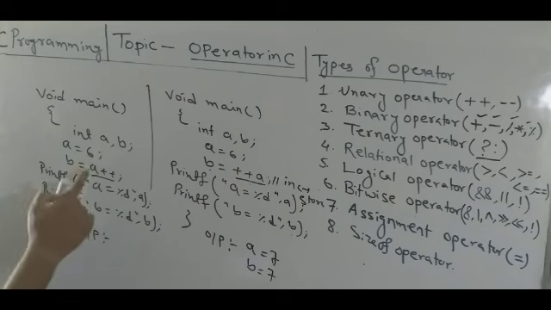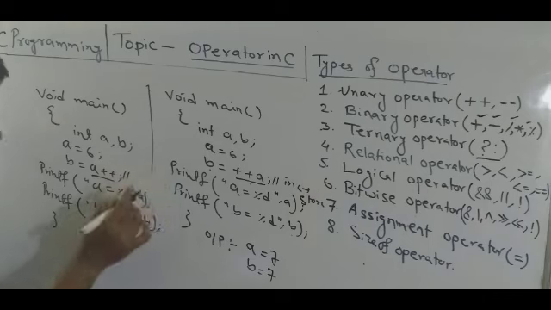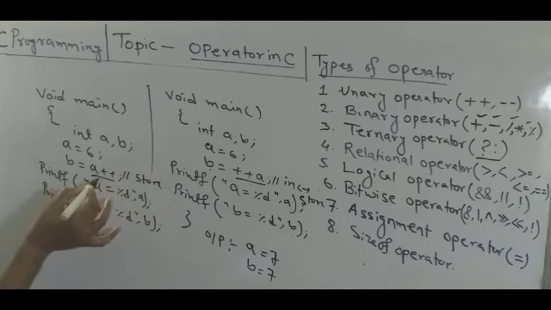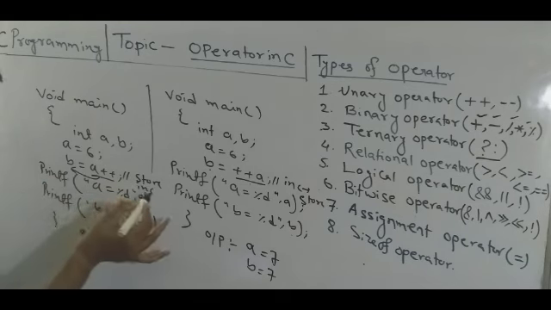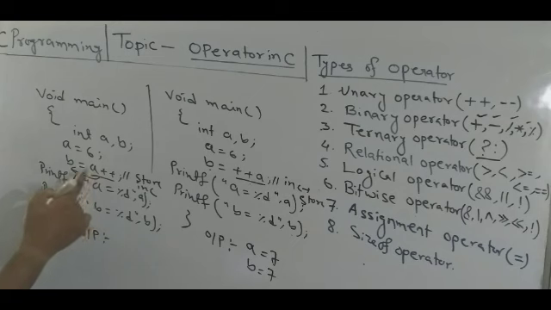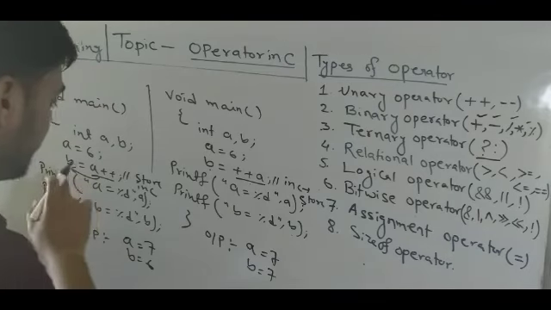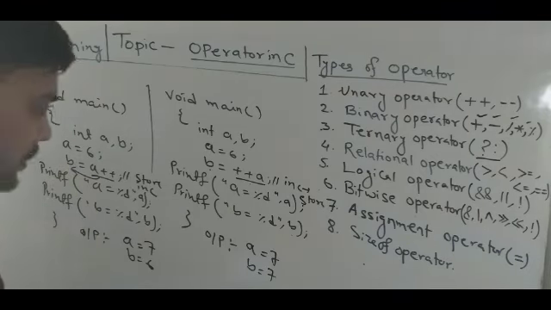And for the second program we use the post-increment. That means before incrementing, the value is first stored to b, and after that the a value will be incremented. That's why the b value is 6 and the a value will be 7, because फर्स्ट स्टोर हो रहा है, उसके बाद इंक्रीमेंट हो रहा है ए का वैल्यू.